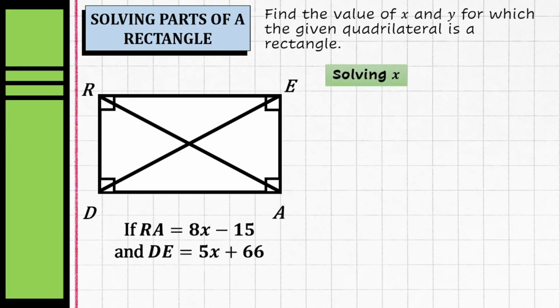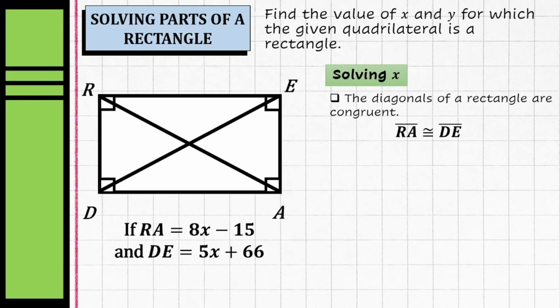Now, let's solve for the value of x. Knowing that we have the diagonals of a rectangle, we can use the property that the diagonals of a rectangle are congruent. So we can say that the diagonal RA is congruent to the diagonal DE. Now we can equate the given measurement of each diagonal. 8x minus 15 is equal to 5x plus 66.